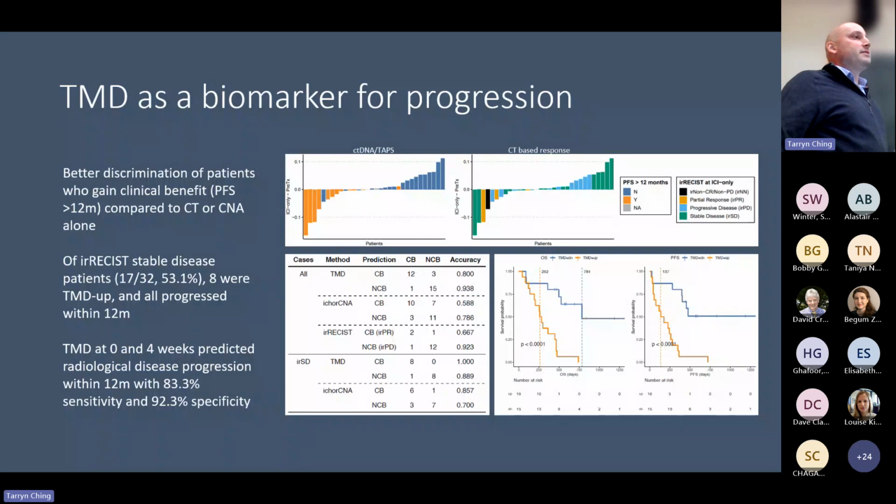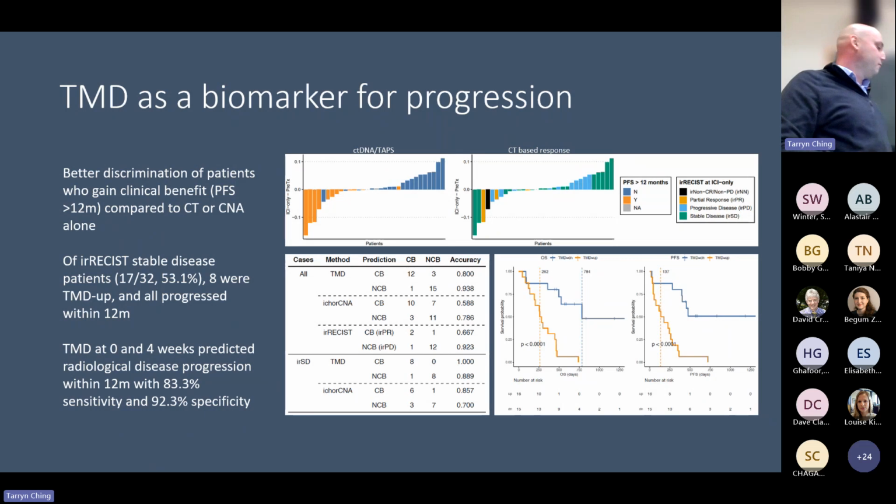So, is TMD a biomarker for progression? Well, we applied it at baseline and then after 4 weeks of immunotherapy and then compared the two readings, and we correlated that to survival and against the radiological criteria for response, which is our current gold standard for how we monitor response.